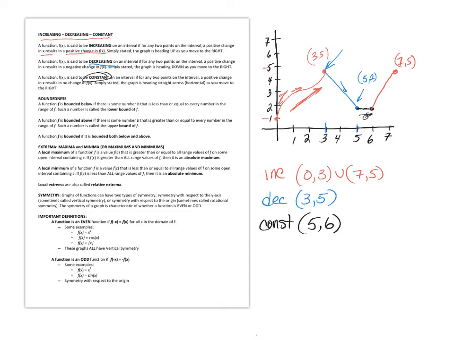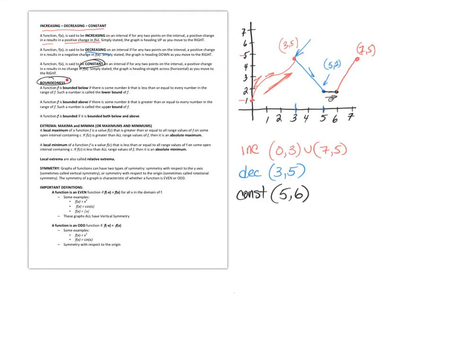So I want to move on to boundedness and what that could mean. Okay, for boundedness, we're going to talk about this idea for a second. A function is bounded below if there's some number b, being a constant, like 3, that is less than or equal to every number in the range of f. That means that the y values never get below a certain number. So there's kind of this lower bound. This function exists entirely above or equal to this particular number.